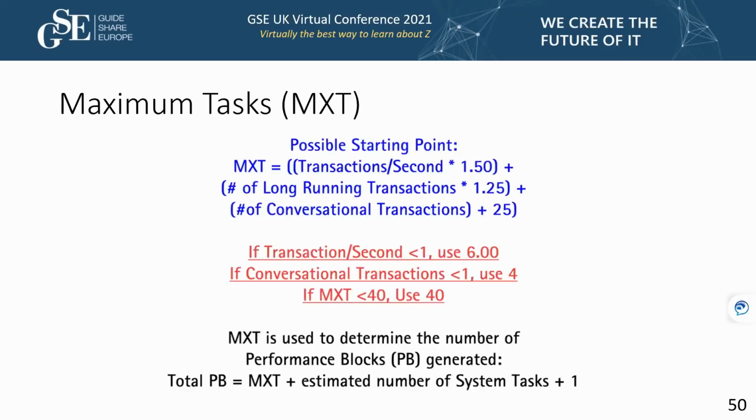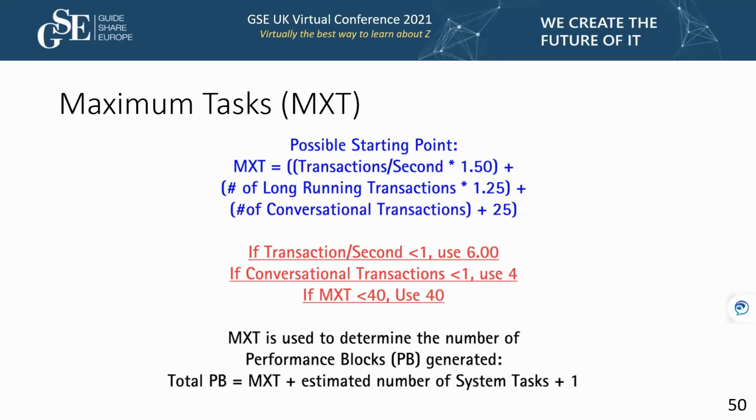So let's talk about some areas, right? So this is one of the areas that I mentioned, but I don't know if I'm really happy about it. Max task, right? So when you're trying to figure out the max task for a particular CICS region, you could use that formula as a possible starting point, right? You take the transactions per second times 1.5, and the number of long running times 1.25, and the number of conversational transactions, just add them up, and then add 25 for system transactions. And listen, you can use this formula quite well, but what is max task really there for?